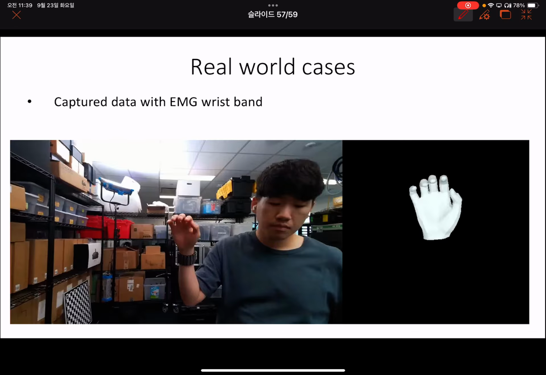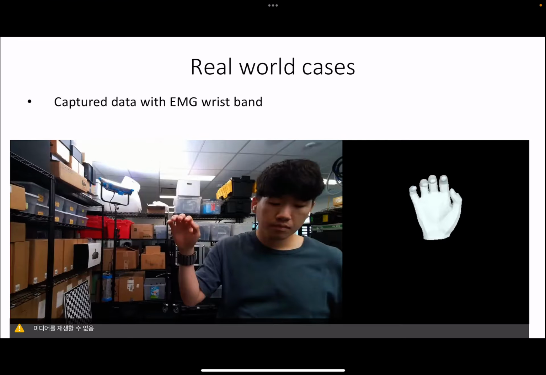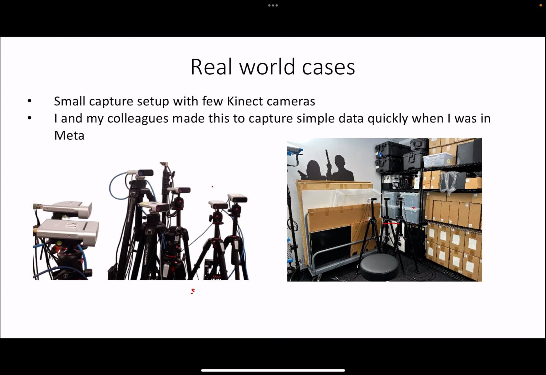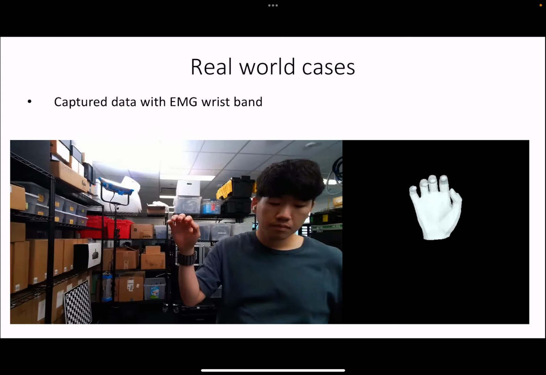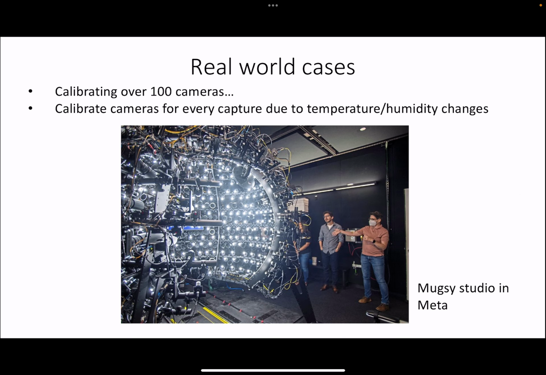This was me, and I wanted to show the video. I can't play the video, but in front of this capture setup there was an EMG wristband, which can read electrical signals from the brain to the hand muscles. So I synchronized this EMG wristband and the cameras to get hand pose. But in this real-world case, it was a very casual setup, with 5 to 6 cameras.